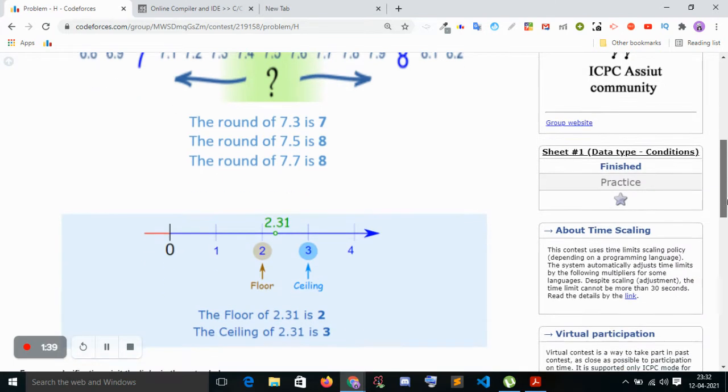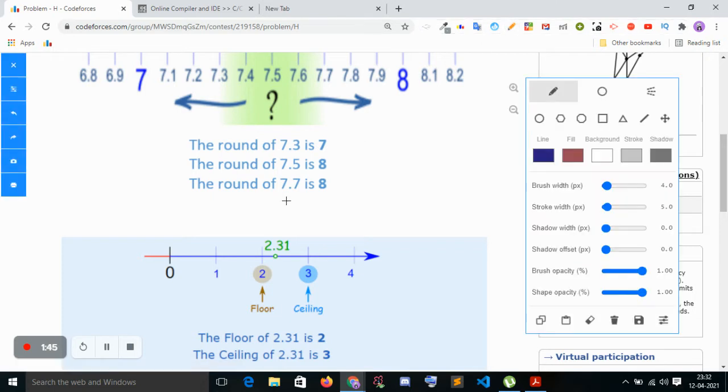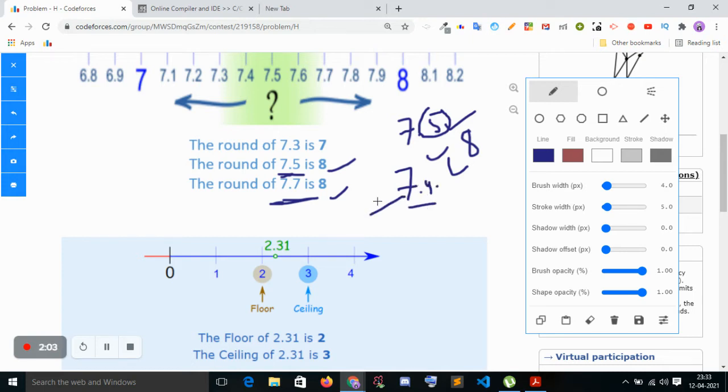You can check that the round of 7.3 is 7, the round of 7.7 is 8, and the round of 7.5 is 8. That means 7.5 gives 8, so the 0.5 matters here. If it is 7.49 or 7.4, it will give the answer 7. Okay, so let's try to solve it.